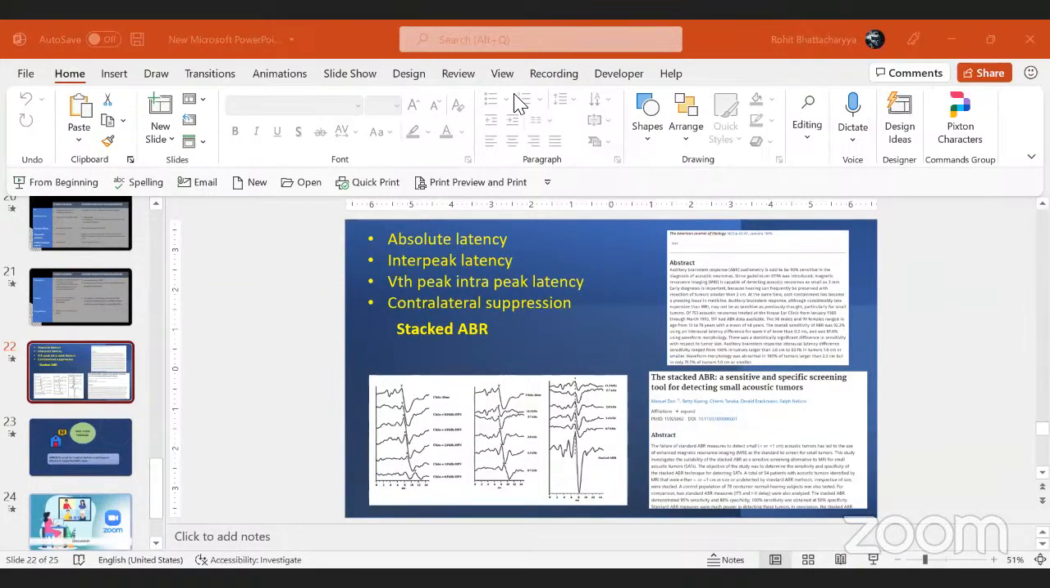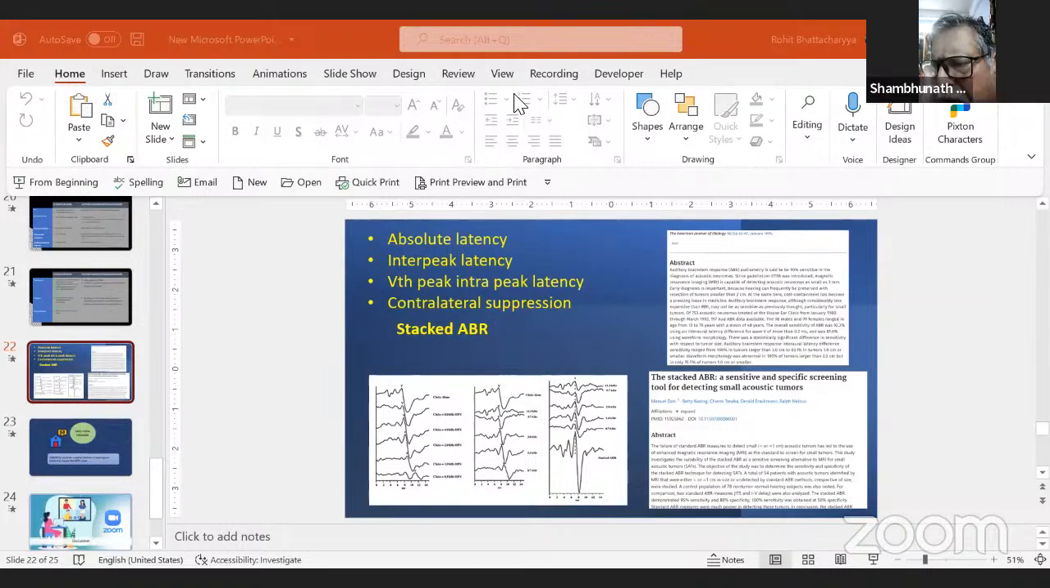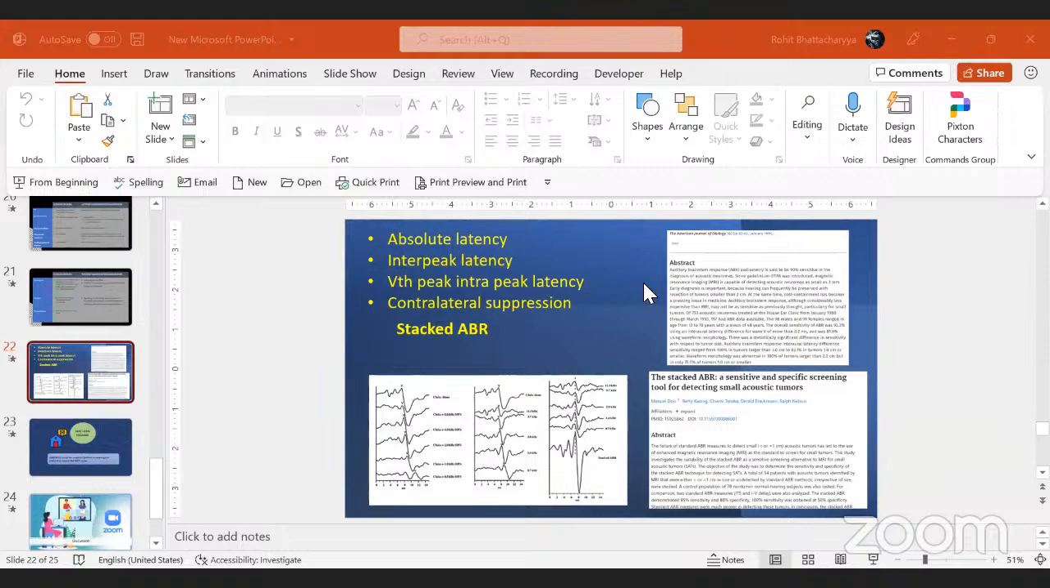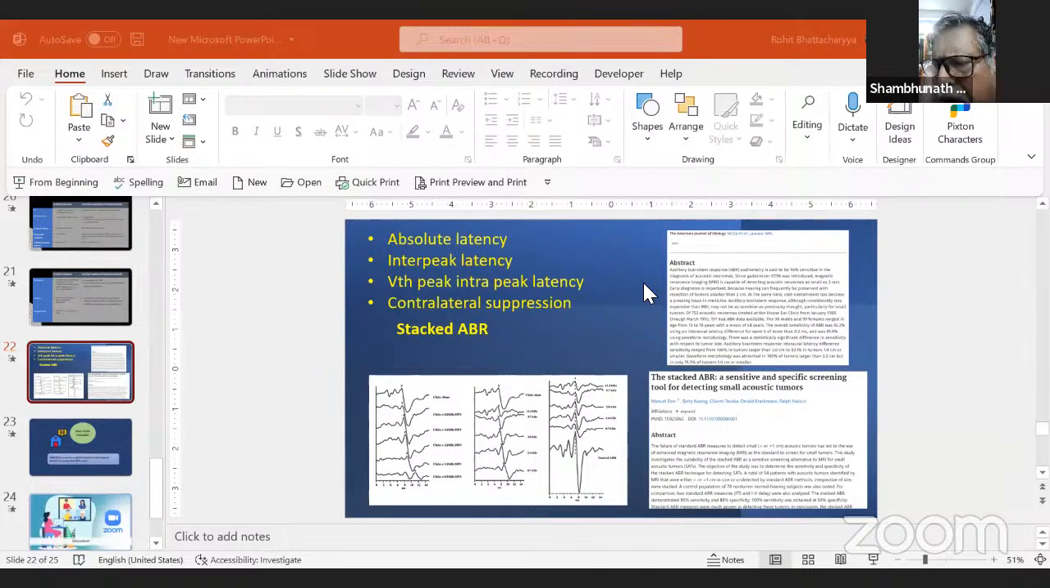Excuse me, can you hear me? Rohit. Yes, sir. Vishwas speaking. They are talking about interaural latency difference. Interaural latency, not interpeak. Okay, okay. Not interpeak. Interaural latency of the right ear: the fifth peak of the right ear and the fifth peak of the left ear.